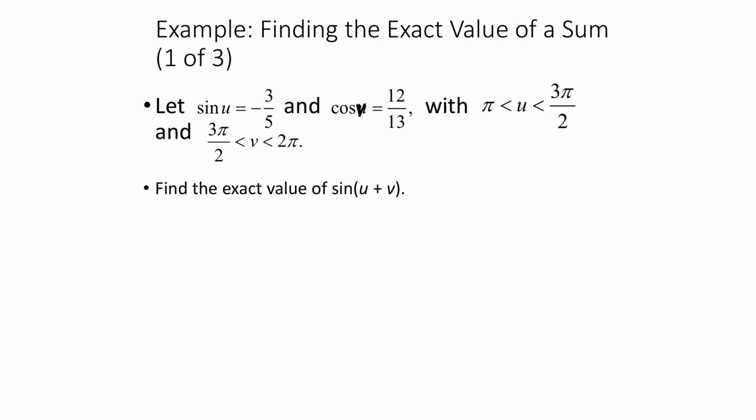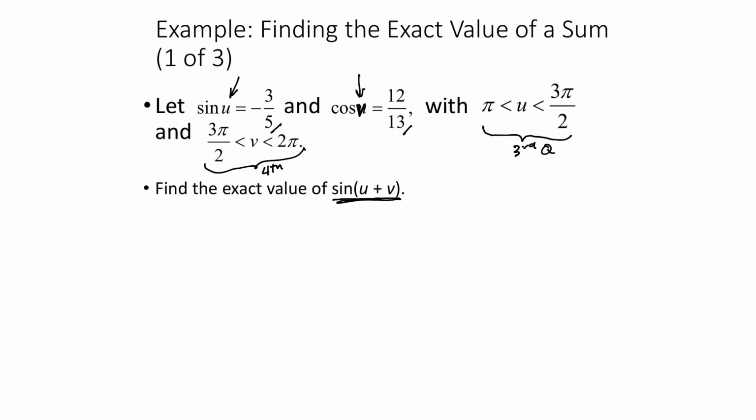All right, in this problem, we're given some partial information that we need to fill in the blanks for. And our goal is to find the sine of u plus v. We're given some clues up here. We're not told what u and v are, but we're told that the sine of u is negative 3/5, and the cosine of v is 12 over 13. We're also told what quadrants they're in. U happens to be in the third quadrant, and v looks like it's in the fourth quadrant.